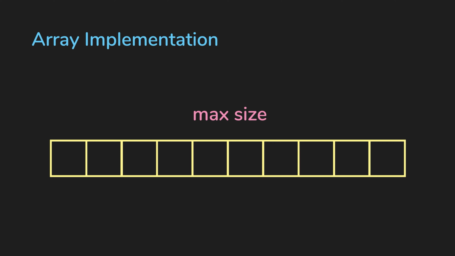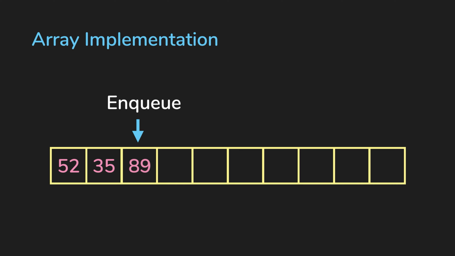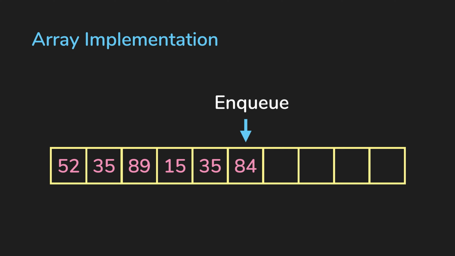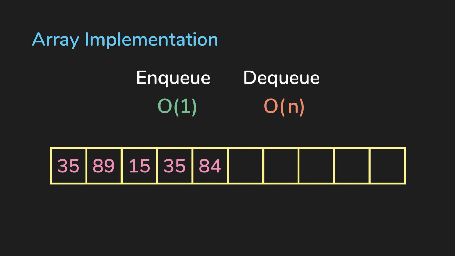Just to make it easier, let's assume we have a max size for the queue. How would we implement NQ and DQ? Each time we NQ an element, we add that element to the array. If we want to DQ, we will have to remove the first element, since that was the first one in. That means we have to shift all the elements in the array to fill in the empty spot. So this will be an O of n operation. So that means NQ would be O of 1, but DQ would be O of n.